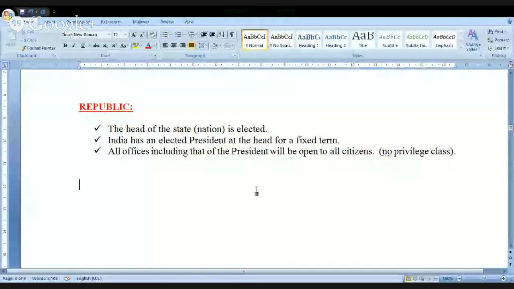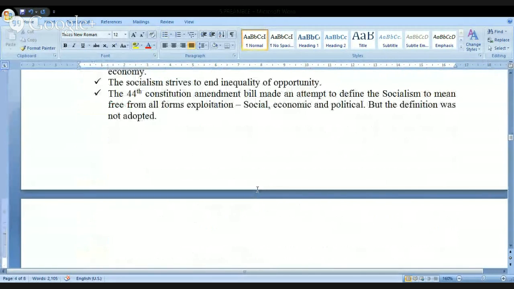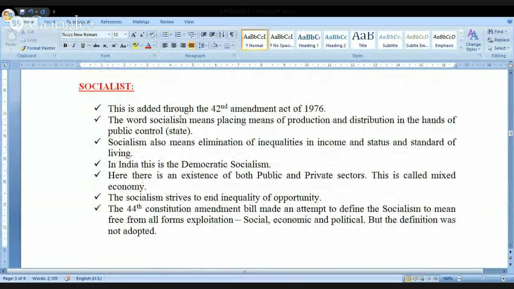I'll open the document. We'll come across with another word that is called the socialist. Let us see what is this. Now, socialist. So this has been added through the 42nd Amendment of 1976. We know this. Two words have been added, socialist and secular. So now we are looking into the word socialist here. Now look at this. Added through 42nd Amendment.